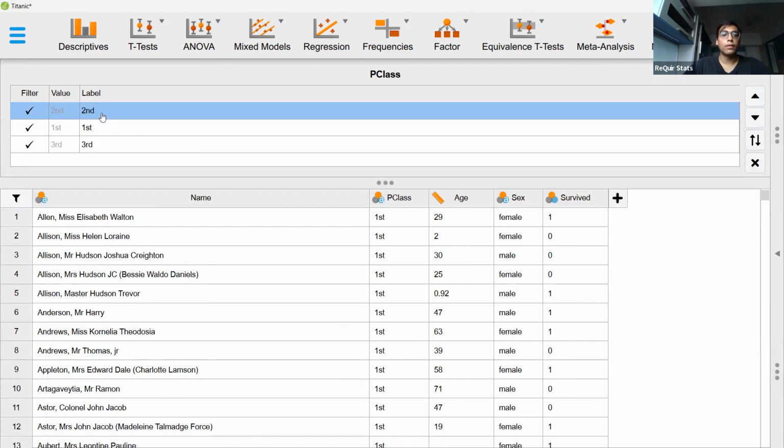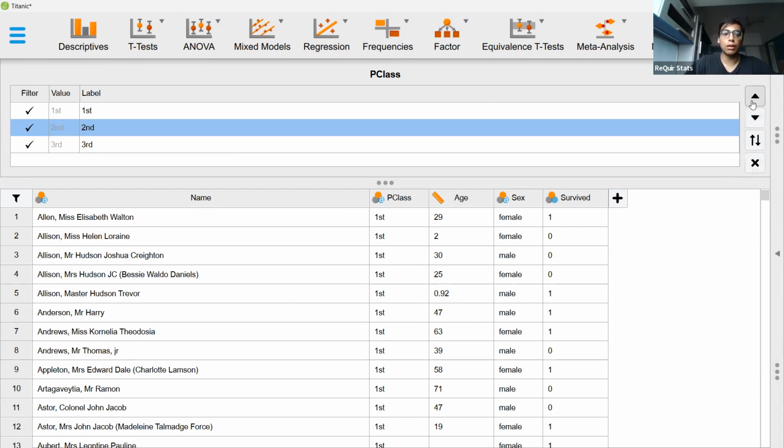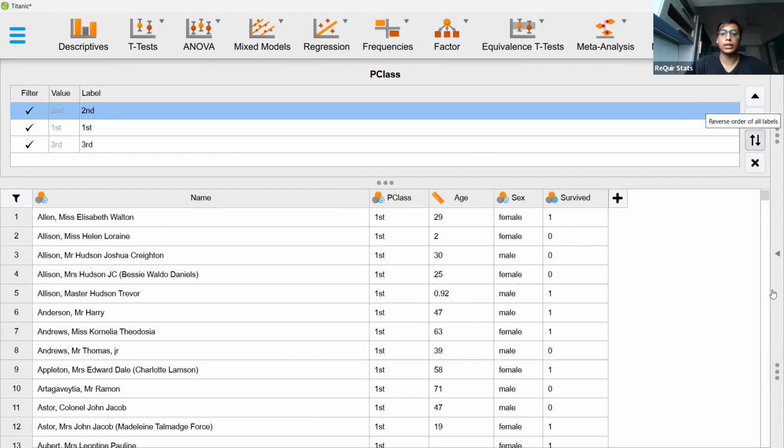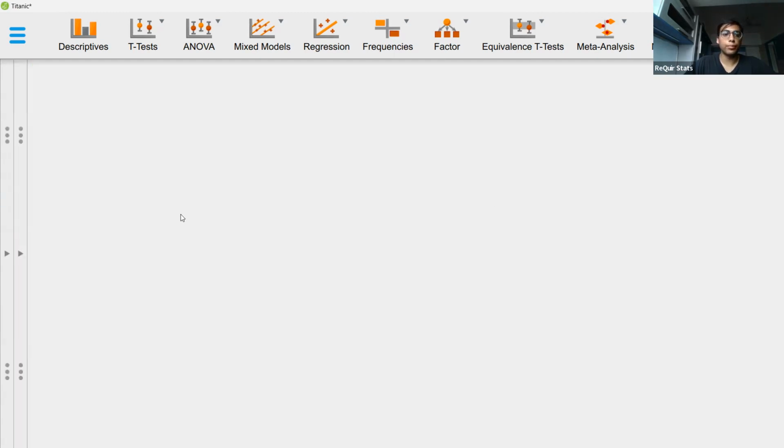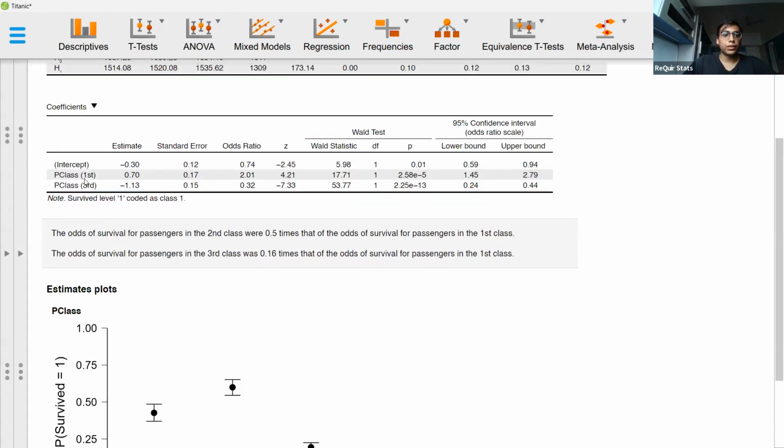So now this is essentially the first, second, and third level. So now this second class will hopefully act as the reference class. I'm not sure whether this update of JASP has changed this, but the last update, this worked perfectly. So these are the levels now. And by moving the second class upwards, we have changed the reference level to the second class. So let's see. Great.